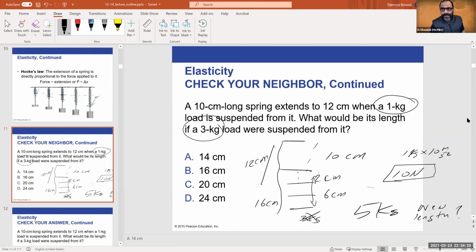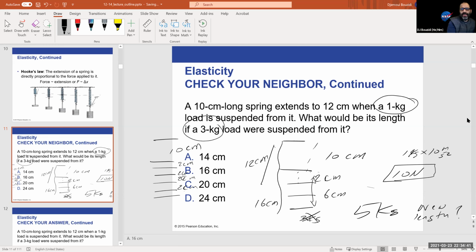So let's see why that is. Initially it was 10 centimeters. I know it stretches by 2 centimeters for every kilogram I add. So I add 1 kilogram, 2 centimeters, another kilogram, 2 centimeters, a third kilogram, 2 centimeters, a fourth kilogram, 2 centimeters, a fifth kilogram, 2 more centimeters. So this is 5 kilograms. It's going to stretch by 2 and 2 and 2 and 2 and 2, for a total of 10 more centimeters. 10 plus 10 is 20 centimeters.